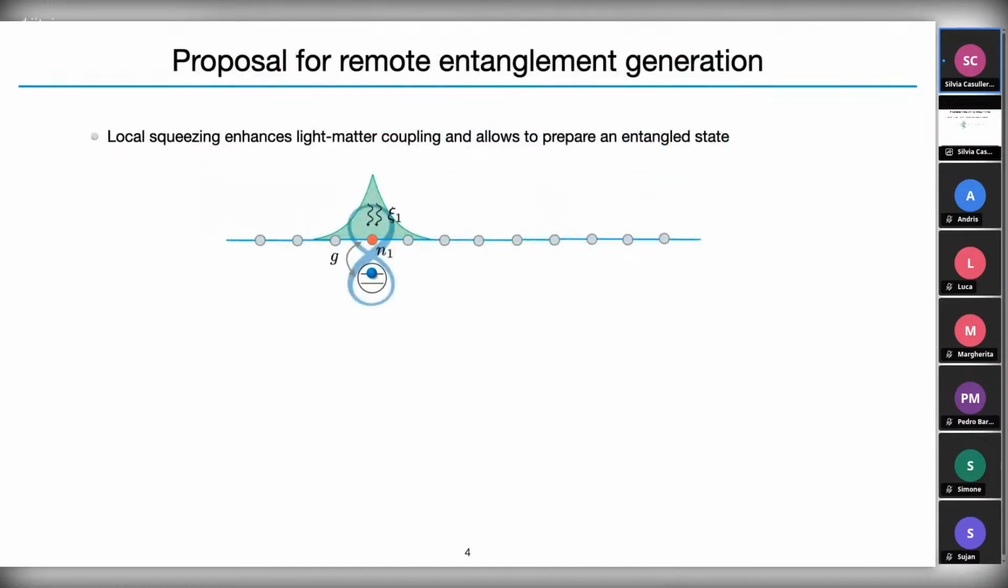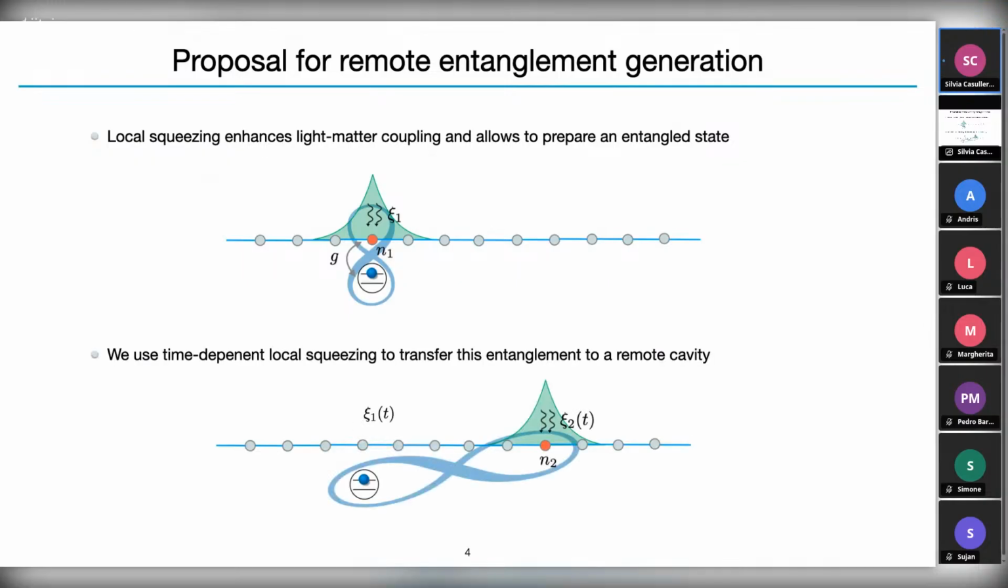And for this, I will show you in this talk how we can use this to generate remote entanglement in the system. So there will be maybe two steps. The first is using this local squeezing to enhance the interaction between an atom and this array, and then prepare an entangled state between the qubit and one localized mode around this cavity. And then later, how to also use squeezing, but now with a time-dependent amplitude, to transfer it to a cavity that is far away from the system. So this is the main idea of what I would like to tell you in this talk.